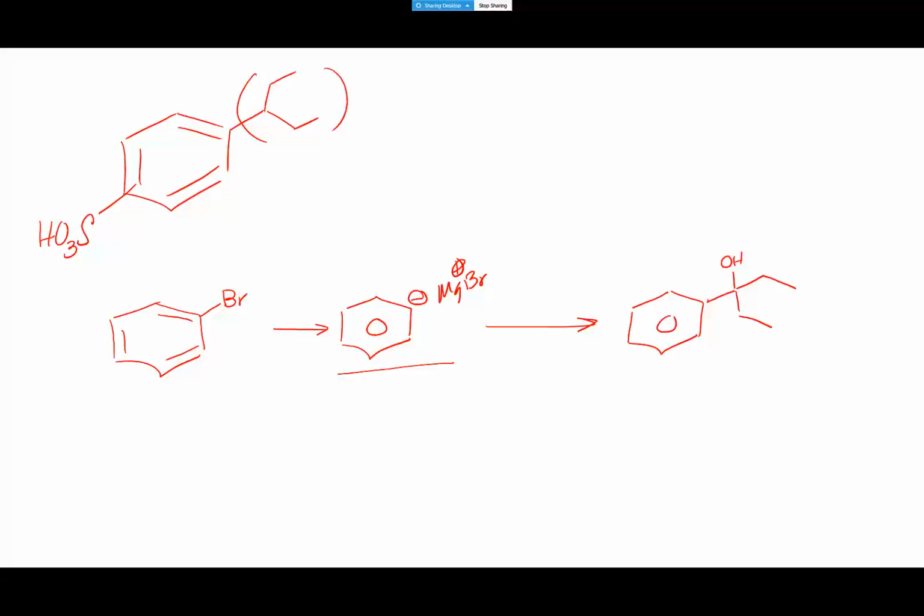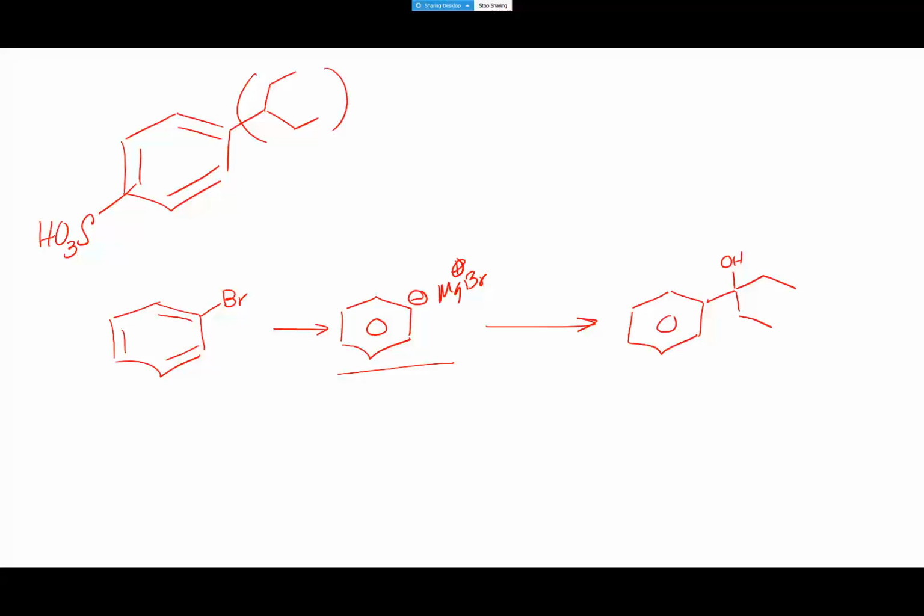So what kind of reaction am I going to do? Give me a name. What kind of reagent is a magnesium bromide? Grignard. So I need to do a Grignard reagent, or Grignard reaction.